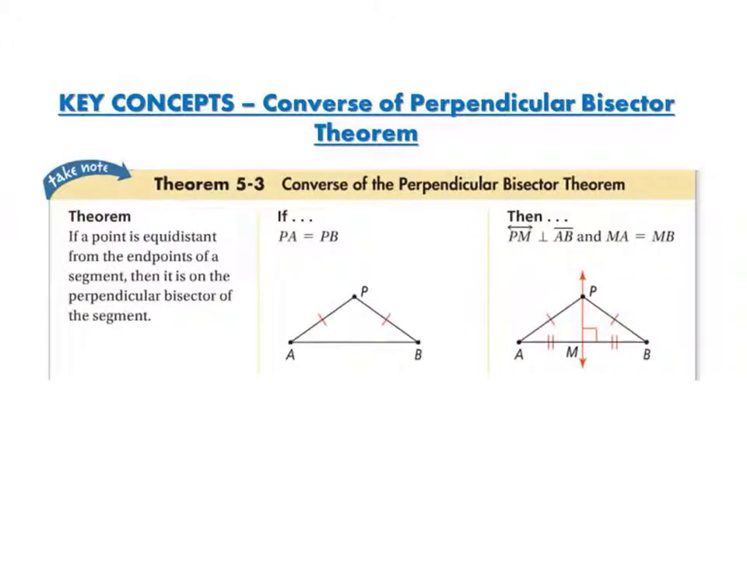Now, another way of saying this is called the converse of the perpendicular bisector theorem, which just says if you make a point that is the same distance from two endpoints, then that point, point P, is on the perpendicular bisector, which makes line PM perpendicular to line segment AB. And that cuts line segment AB in half, so I get MA is congruent to MB. Lots of words for something that's really pretty simple.